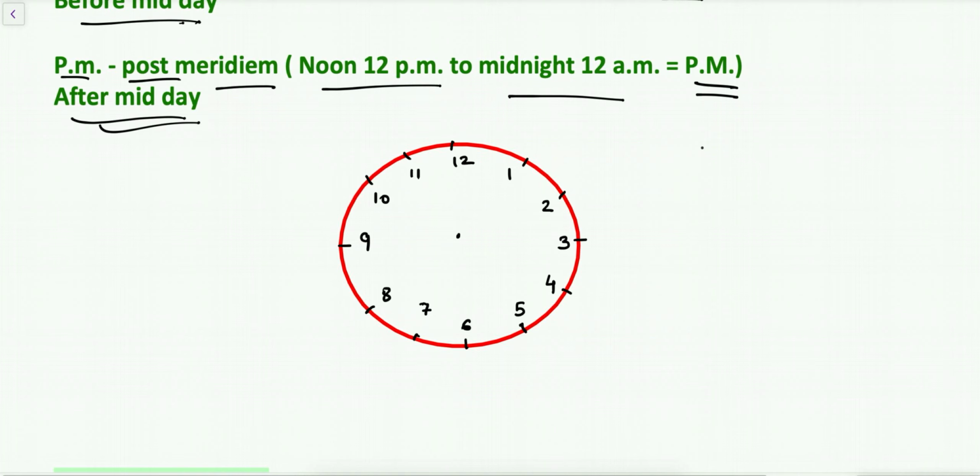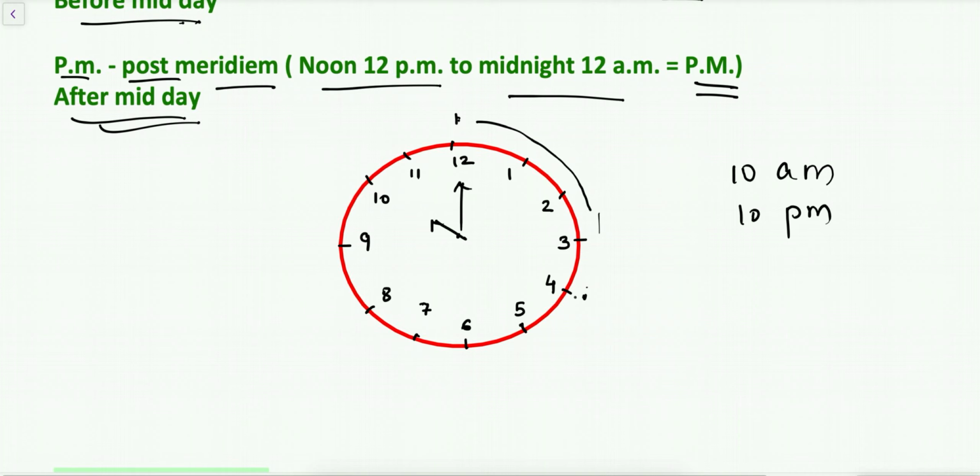So if it is morning 10 o'clock, it will be 10 AM, and if it is night 10 o'clock, it will be 10 PM. Similarly, if it is morning 4 o'clock, that is between midnight and noon, that is the AM time, so we say it is 4 AM in the morning. And after 12 noon, up to midnight 12, 4 o'clock in the evening will be 4 PM.